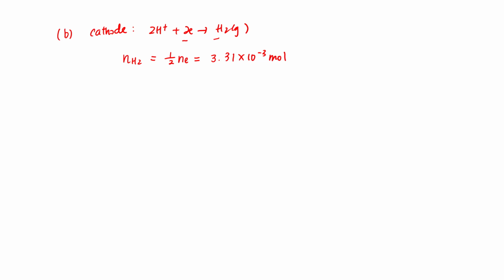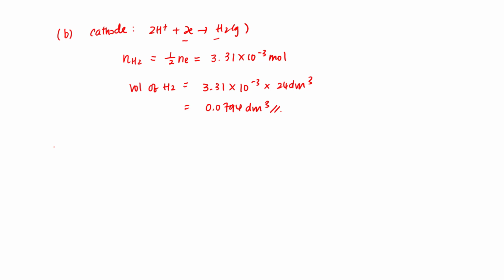So after we have the amount of hydrogen gas, to get the volume, all we have to do is to multiply this by the molar gas volume. That is 24 dm³. That will give us 0.0794 dm³ as the answer.